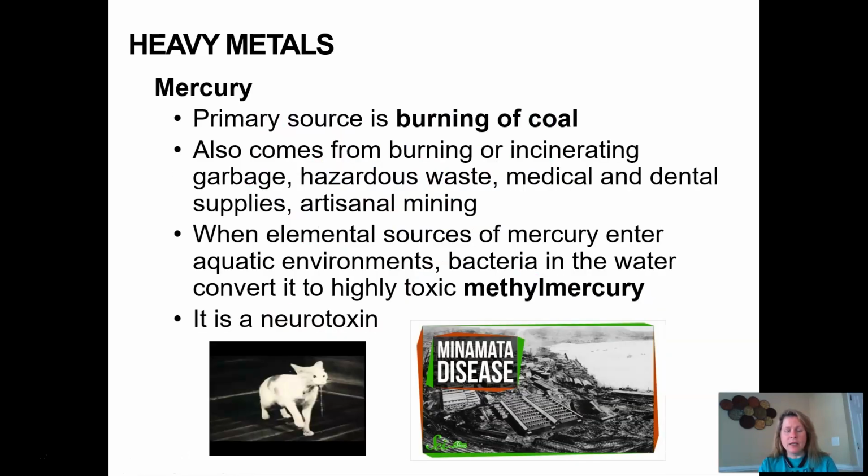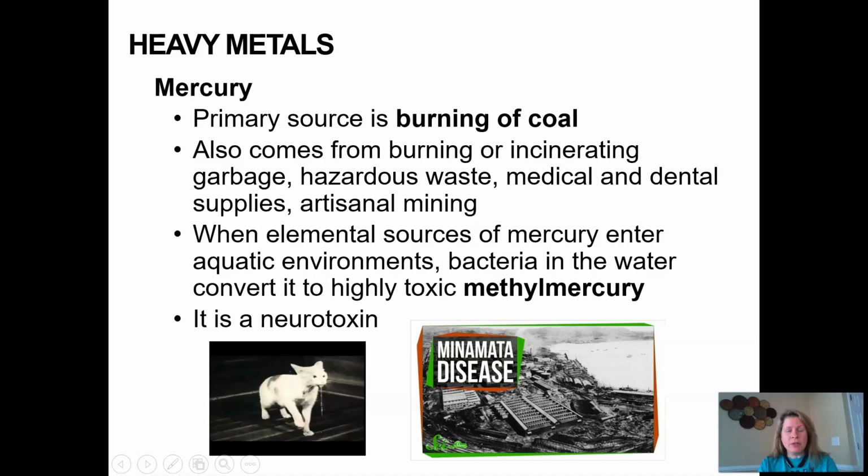And then a little bit more about mercury. So again, the primary source is burning of coal. I've taught in class before about Minamata disease, named for the city in Japan where the cats were eating fish that had been poisoned with mercury. They called them the dancing cats of Minamata. The cats first showed neurological distress as a result of mercury poisoning. And then a year or two later, this happened in the 50s, the people started showing problems with mercury poisoning.